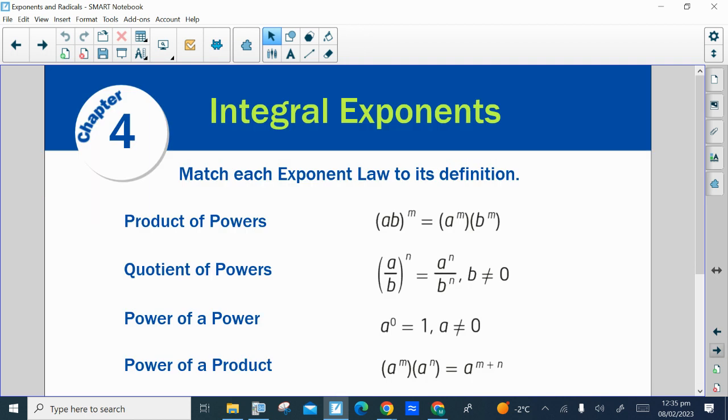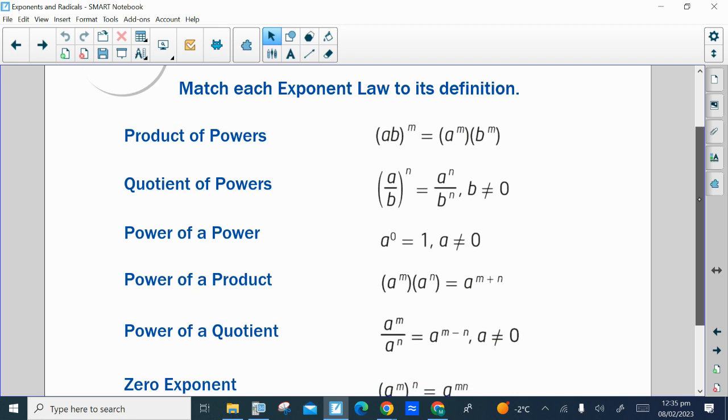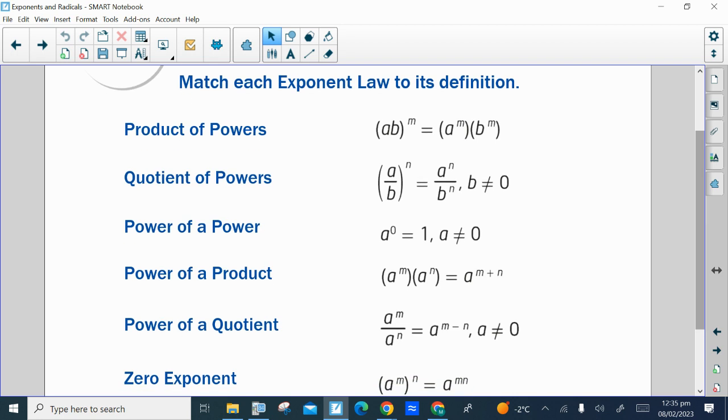So we'll start by matching each exponent law to its definition. Some of these you've already seen before, and some of them will be new to you. Okay?